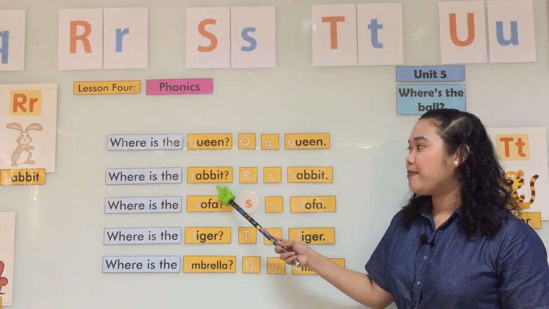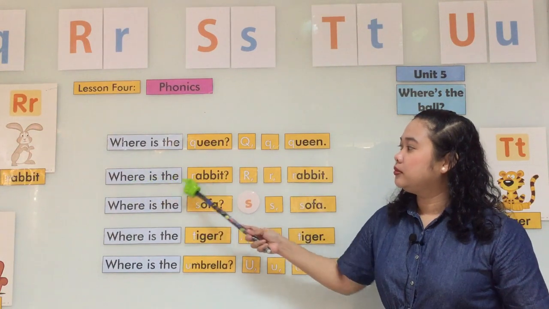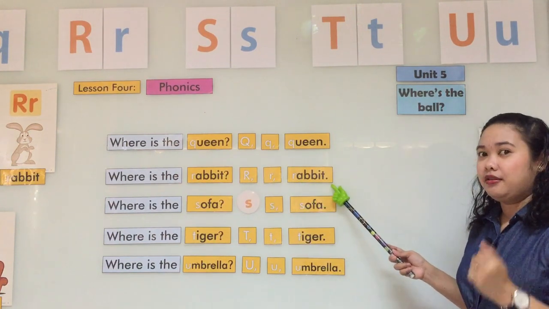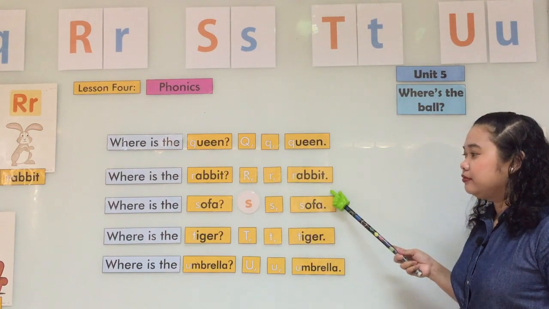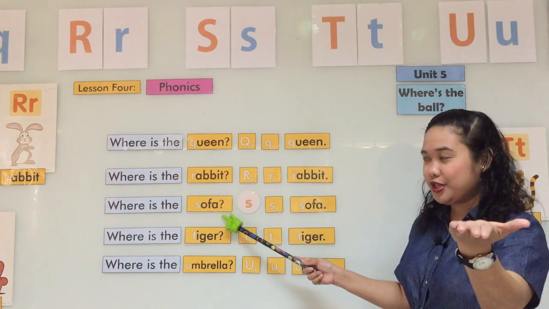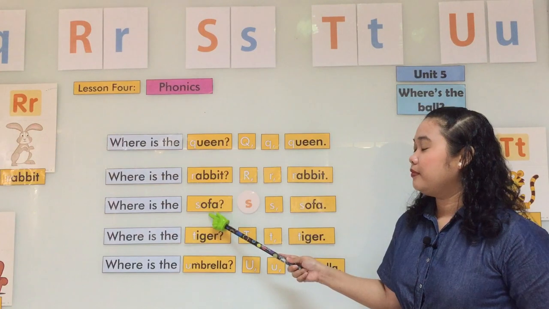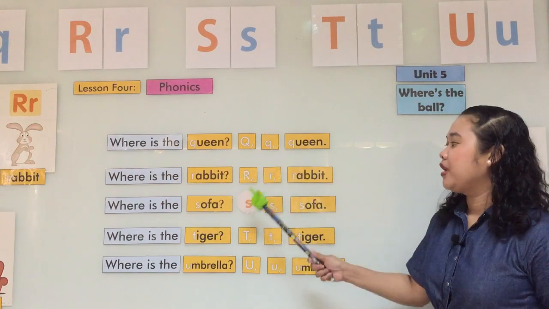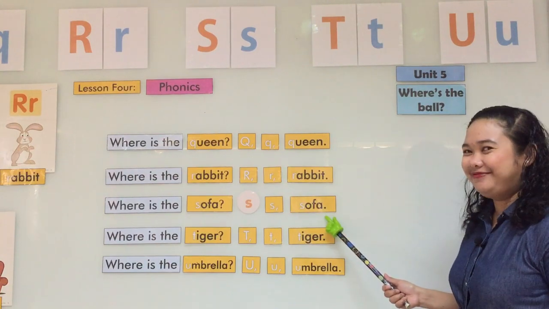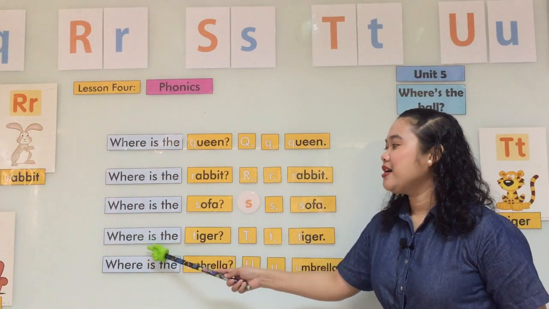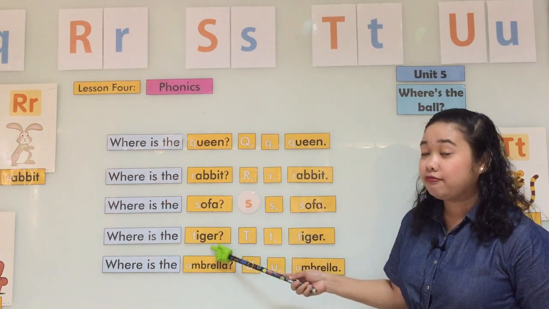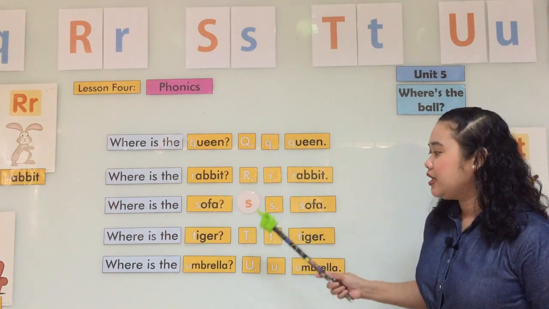Where is the rabbit? Your turn. Good. Say the sound. R, r, and then say the word. Rabbit. Your turn. Good. Next line. Where is the sofa? Your turn. Good. Say the sound and read the word. S, s, sofa. Your turn. Good. Next line. Where is the tiger? Your turn. Good. Say the sound and read the word. T, t, tiger.